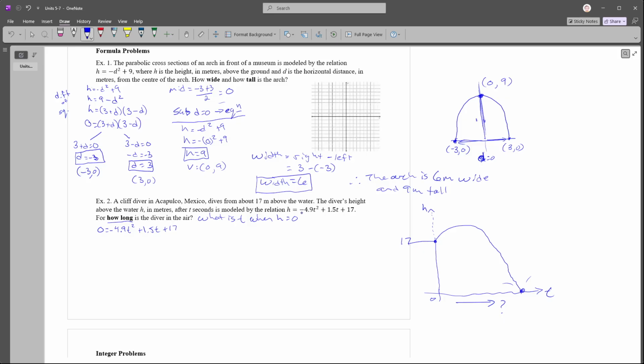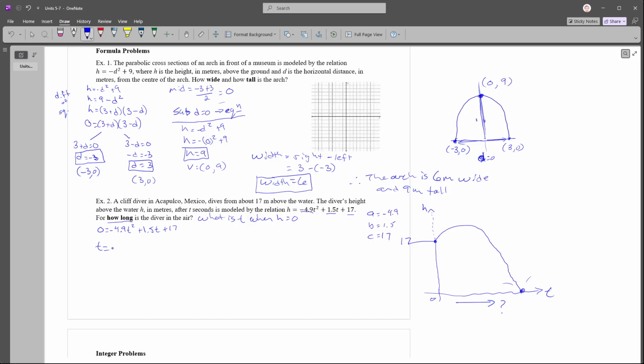That means we need to know our a, b, and our c. So looking at the equation, there's our a, there's our b, and there's our c. So a is equal to negative 4.9. Our b is equal to 1.5, and our c is equal to 17. So our job is to now just plug it into the equation. Now, in this case, remember that we are solving for t. So it's t is equal to, not x is equal to.